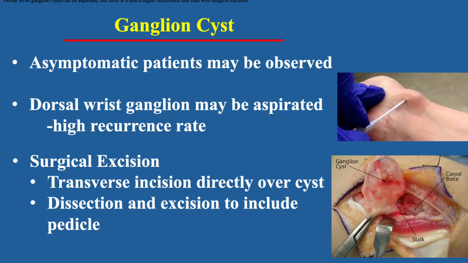Non-surgical treatment may be attempted depending upon the location of the cyst. Dorsal wrist ganglion cysts can be aspirated, but there's a much higher recurrence rate than with surgical excision. Surgery is indicated for patients with continuing symptoms who have failed conservative management.